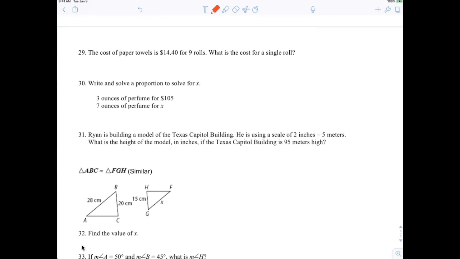Number 29. The cost of paper towels, $14.40 for 9 rolls. So how much for a roll? Maya, what did you get? Number 29. Right, exactly. Tell me what that is.